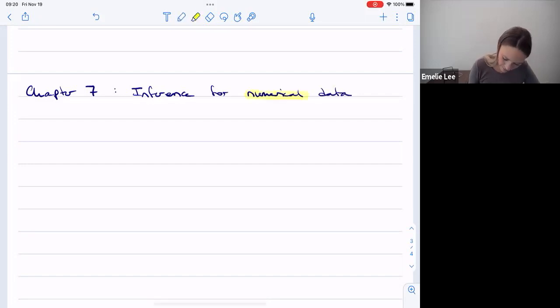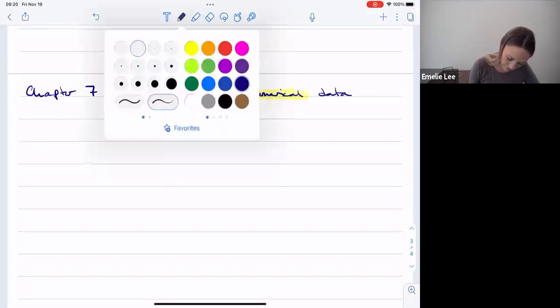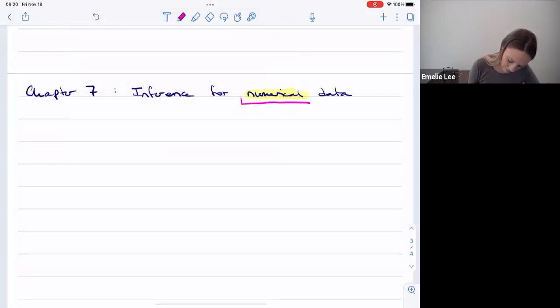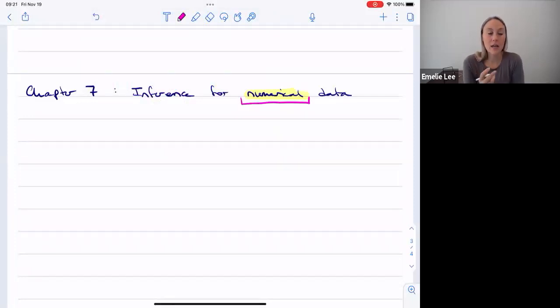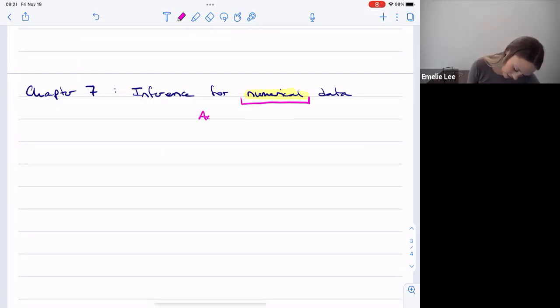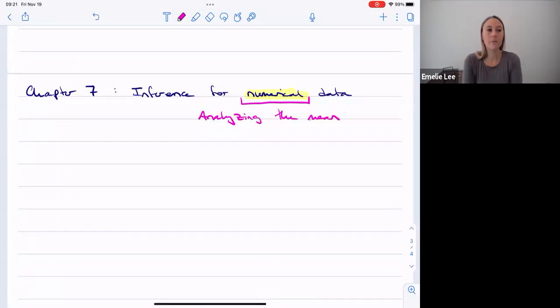All right, and so it's really important, and I guess I flubbed it there. Numerical data, this is new, right? We haven't seen numerical data before. We've been talking about categorical data, right? Because we're talking about the proportions. So now we're analyzing the mean.